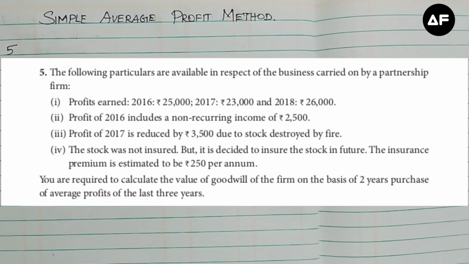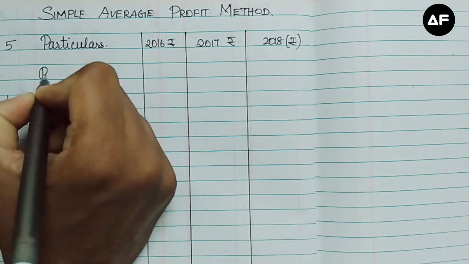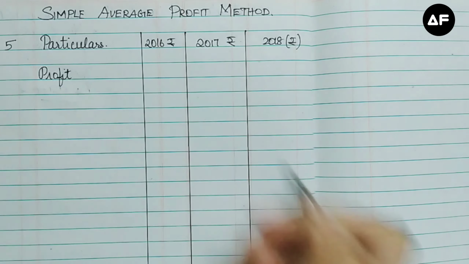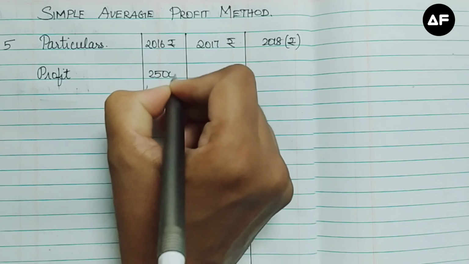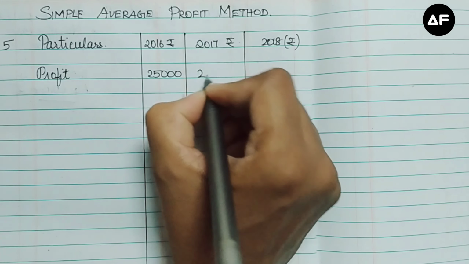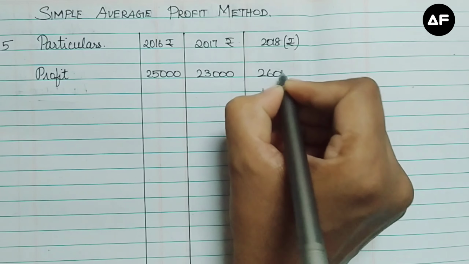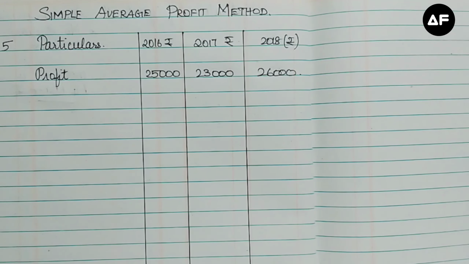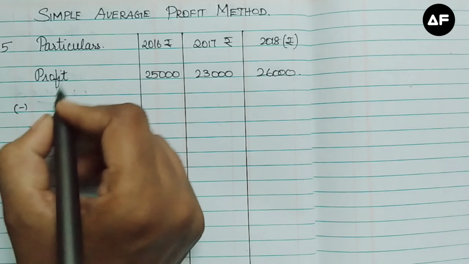So first let's start with the tabular column to calculate the profit after the following adjustments are made. First let's write out the profit given in the sum for the 3 years. The profit earned in 2016 is 25,000 rupees, 2017 is 23,000 rupees and 2018 is 26,000 rupees. So out of this, in 2016 the second point says it has a non-recurring income included. So non-recurring income has to be subtracted.